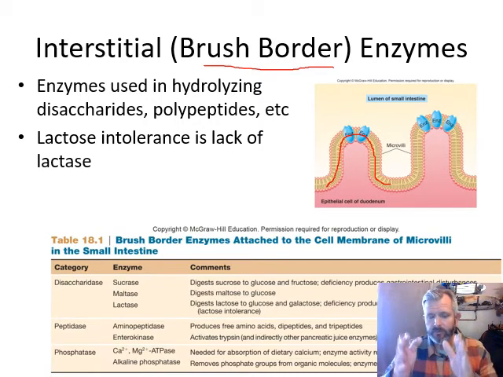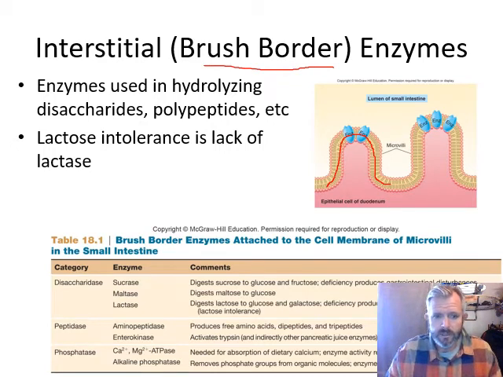As we've gone down, we've been slowly breaking down into smaller and smaller components, but we've got disaccharides. Okay, for carbohydrates, we have to break the carbohydrates down to the individual molecule: glucose, fructose, or galactose. We can't have a disaccharide. So we have these brush border enzymes that help finish this digestion process. We've got sucrase, maltase, lactase.